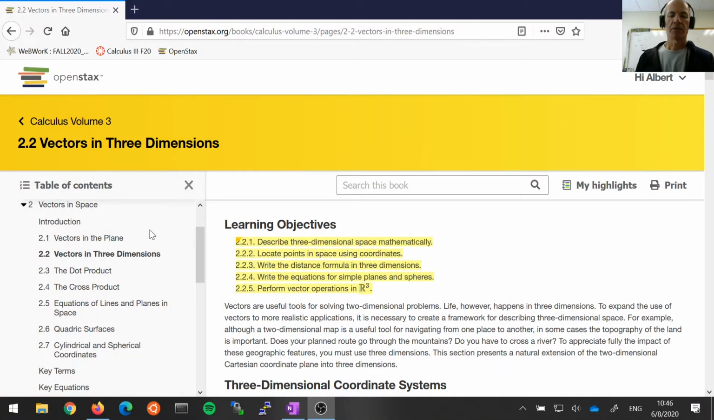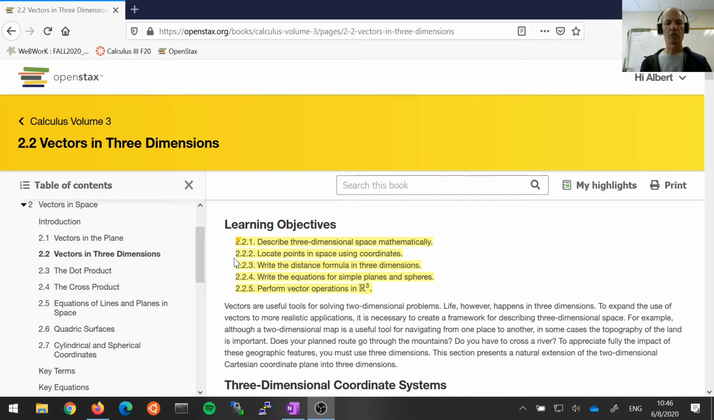Okay, let's talk about vectors in 3 dimensions. We'll be doing all of the learning objectives in this particular section. So we want to now move from 2-dimensional space to 3-dimensional space by adding a z-coordinate. We want to be able to move around in 3-dimensional space.